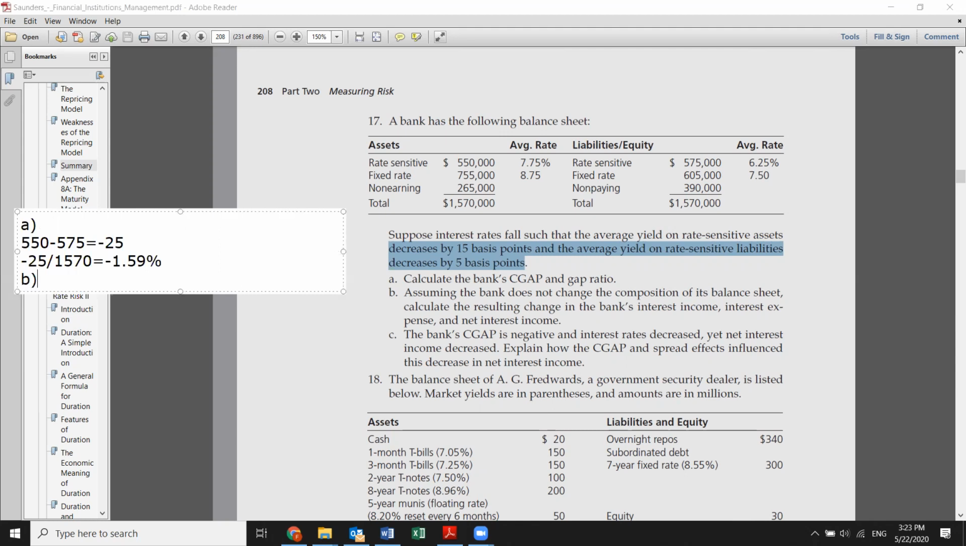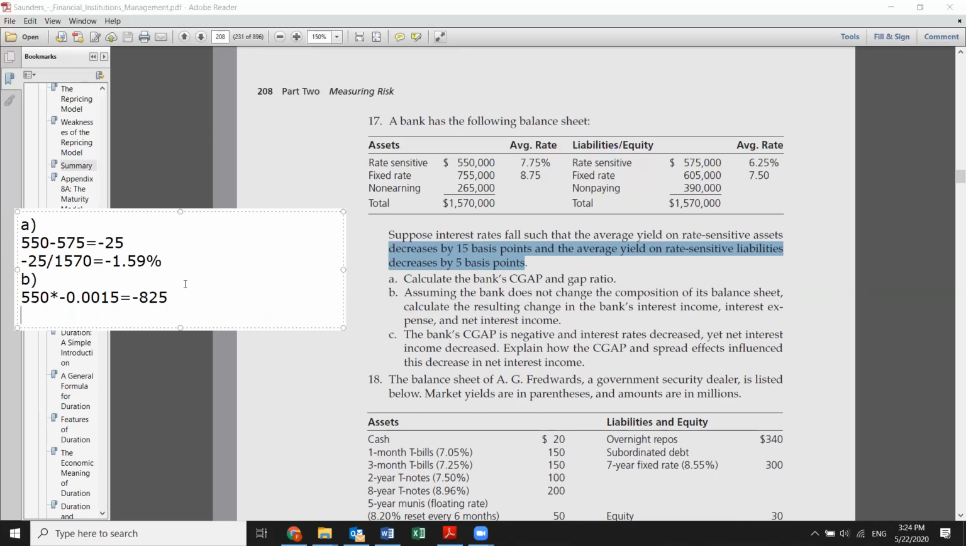So part B, the calculation is exactly the same, but with a different direction. Calculate the resulting change in the interest income, interest expense, and change in net interest income, assuming that the bank doesn't change the composition of the balance sheet. So as we proceed, we can see how it changes. 550 times minus 0.0015. Why minus? Because there is a decrease. I highlighted here, it's a decrease. And that gives minus 825. This is interest income.